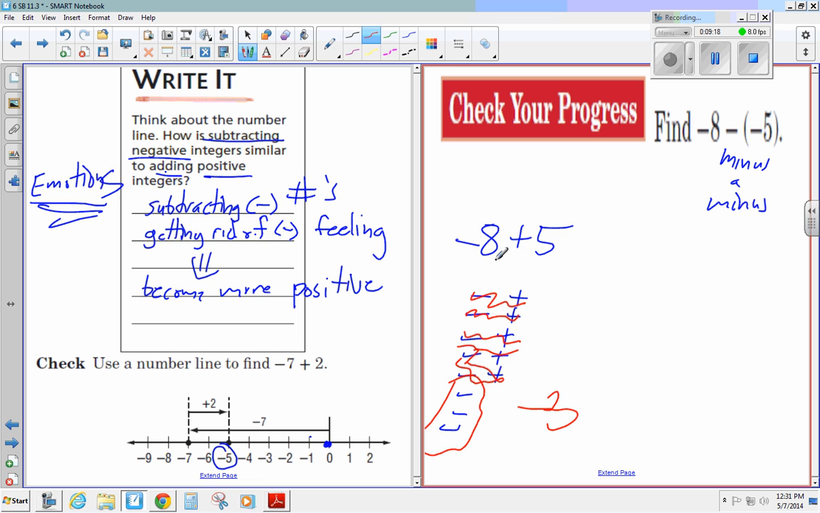You could use counters a number of ways. This is probably the best. Checking on a number line, we're going to start, here's 0, and we're going to go 1, 2, 3, 4, 5, 6, 7, 8 to -8, and then add 5. 1, 2, 3, 4, 5. And that's why -3 is your answer.